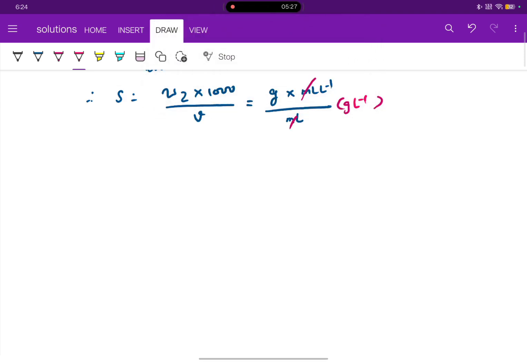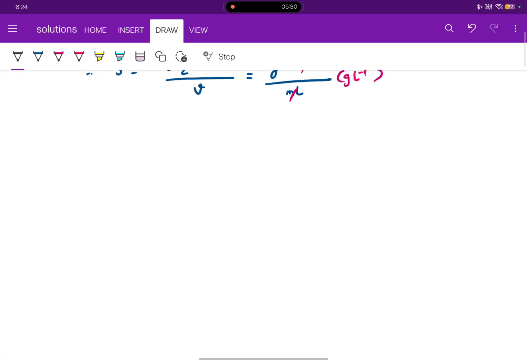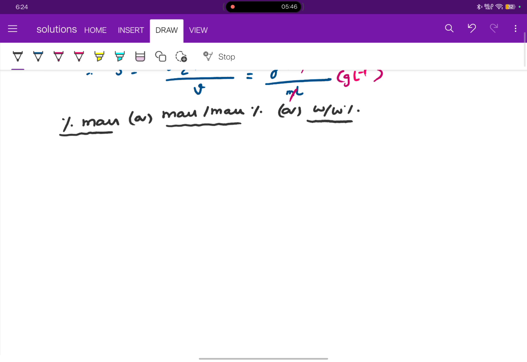Now let's go for the next concentration term. Percentage mass. This is also called mass by mass percentage or W by W percentage. It's all the same. So again, how do you calculate mass percentage? Very simple. The percentage mass is equal to mass of one component.